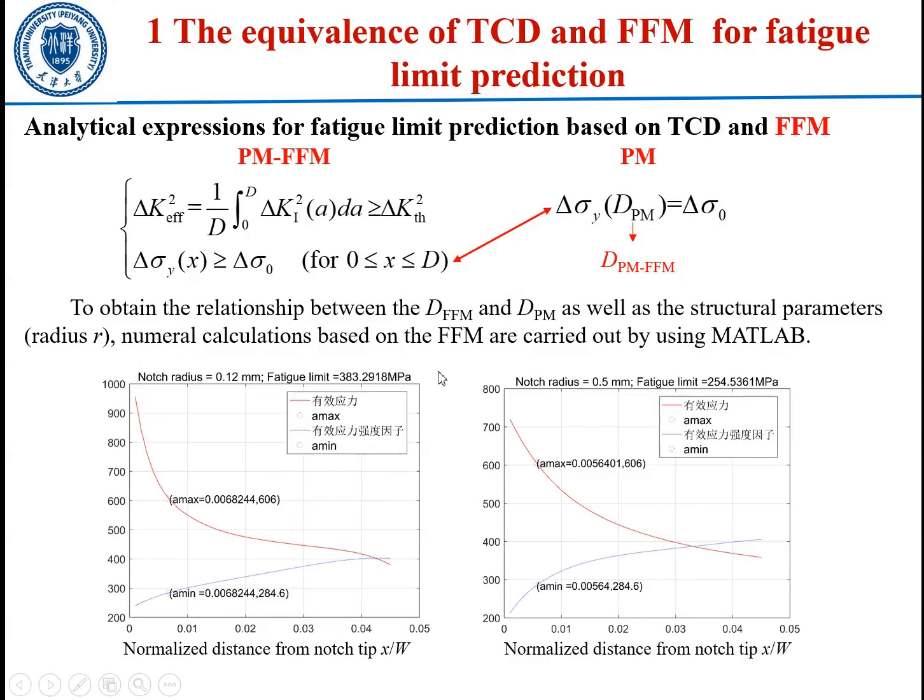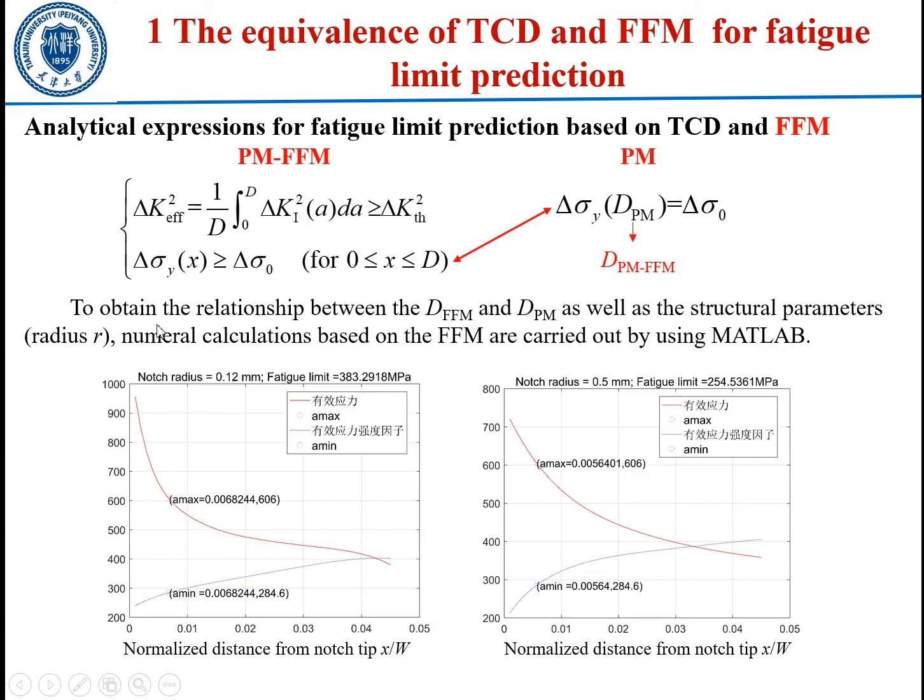Next, we'd like to derive the analytical expression based on FFM. However, due to the complex form, it is not easy to achieve. We notice that the stress criterion in the FFM is the same as that in the TCD. The difference is the way the critical distance is determined. If we can obtain the critical distance in the FFM, then we can use the derived expression based on TCD to calculate the fatigue limit. Just replace the critical distance in TCD with the critical distance in the FFM.